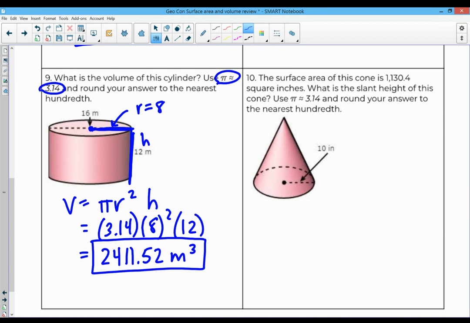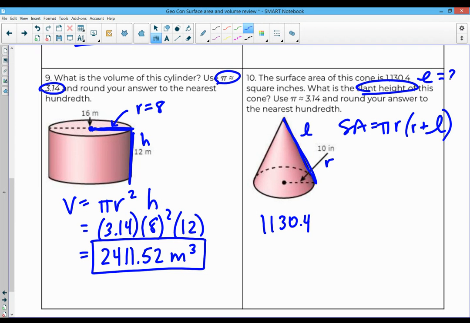All right, a cone. Haven't done a cone in a while. The surface area of the cone, so the formula for that is going to be pi r times r plus L, where this is r, that's our radius, and this is L, the slant height. So kind of like the hypotenuse. So the surface area of the cone is 1,130.4 square inches. What is the slant height?